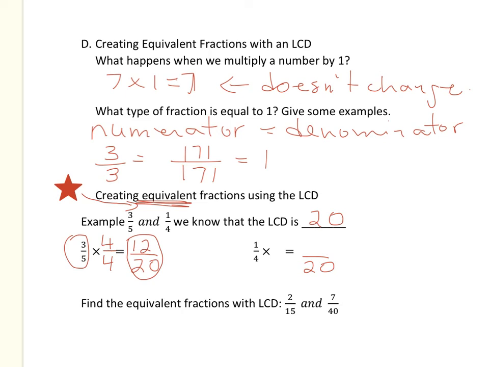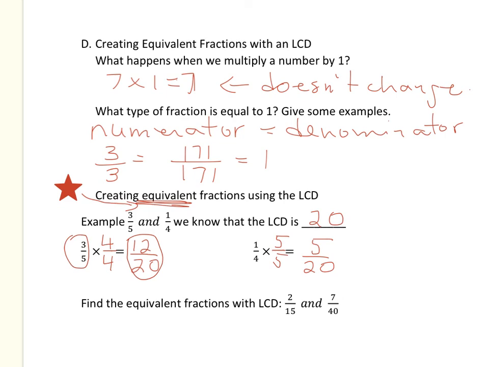Let's try this now with 1/4. So I want to multiply it by the number 1 to get my new denominator. So I'm going to figure out what I need to multiply 4 by to get 20, and that's the number 5. So my fraction will be 5/5. And again, using my multiplication rules, I end up with 5/20.